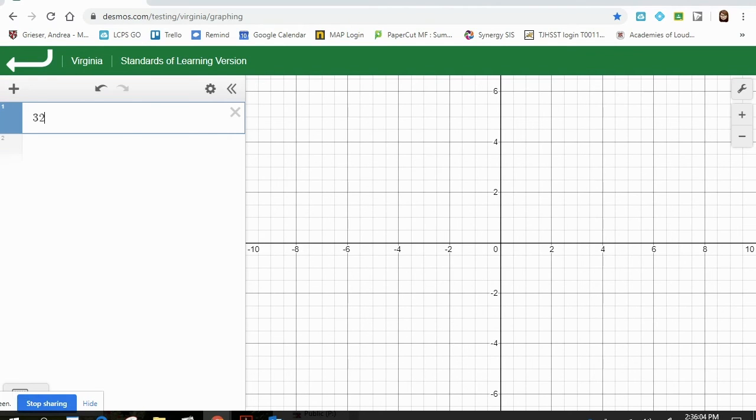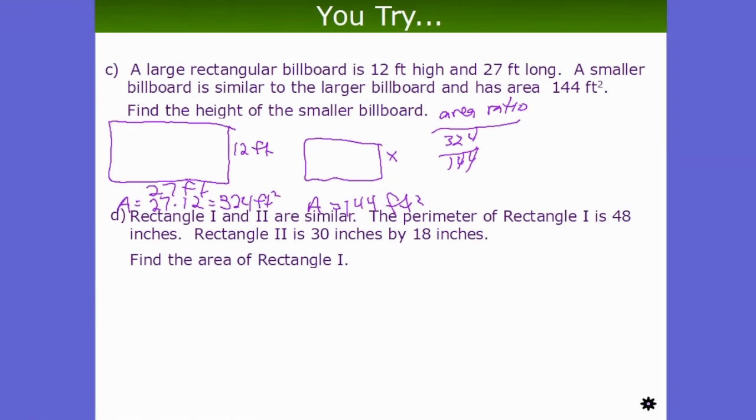So I'm going to do 324 divided by 144 and make that a fraction. It's 9 over 4, which is good news because I want the scale factor ratio, which is the square root of that number, and that's a perfect square, so that's 3 over 2. So the sides are going to have that ratio of 3 to 2. When I find that x, it's going to be 12 over x in that 3 to 2 ratio. So I hope we can see here that that x would come out to be 8 feet.